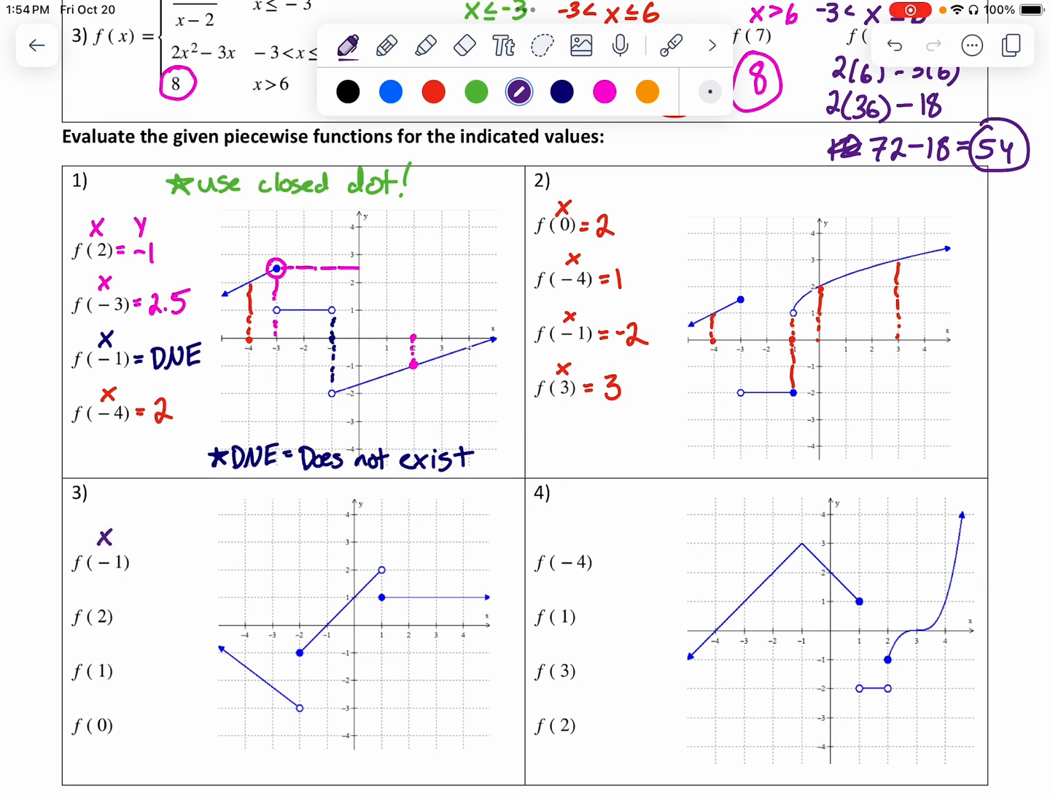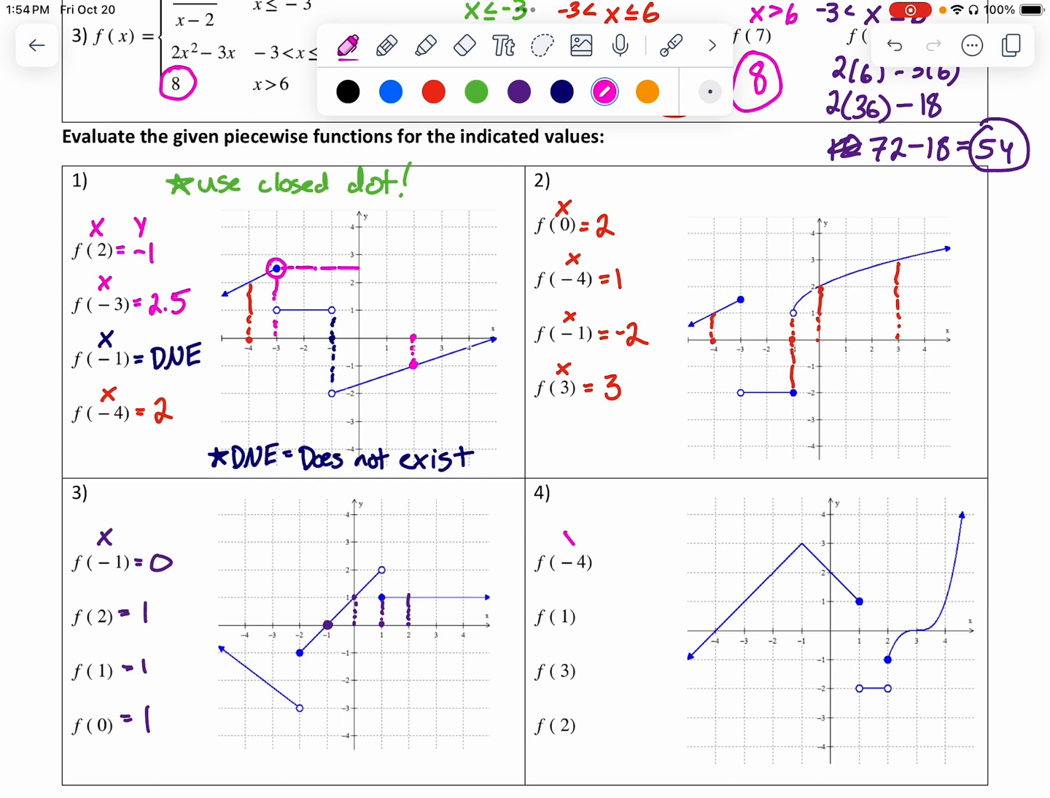So next set, when x is -1, that hits right on the line, so the y value would be 0 because it's on the x-axis. When x is 2, if I trace it up, it hits at y is 1. When x is 1, again, solid dots at 1. And when x is 0, it again hits at 1. So we got a bunch of 1s on that one.